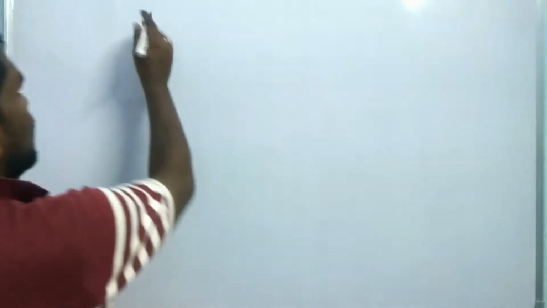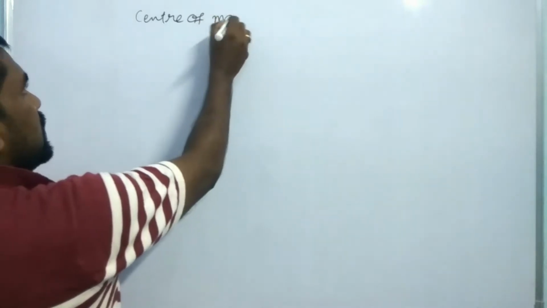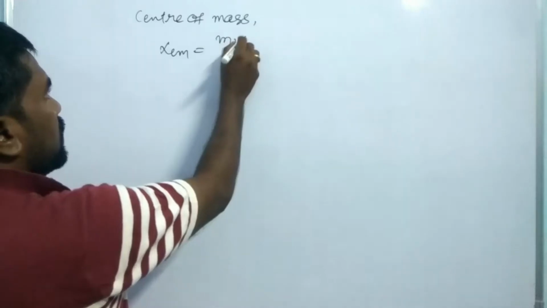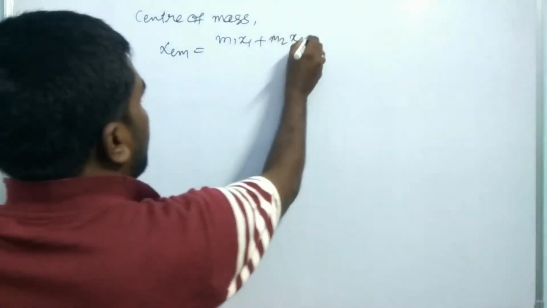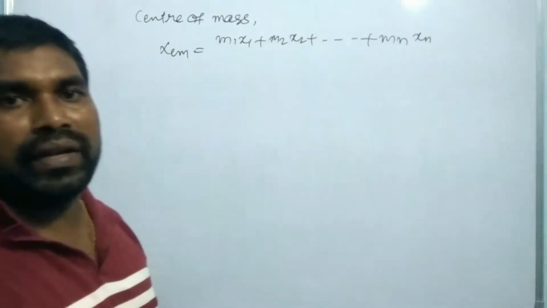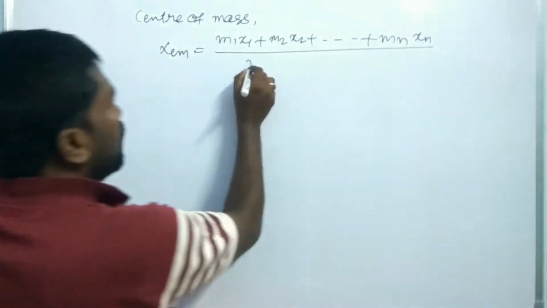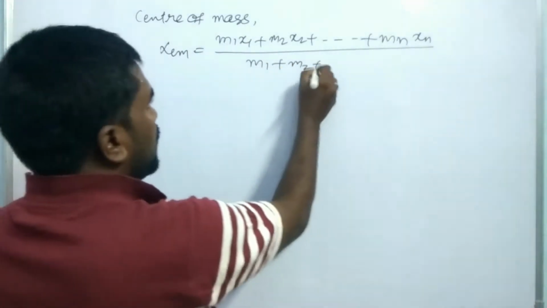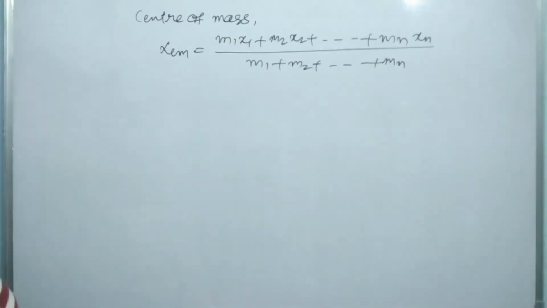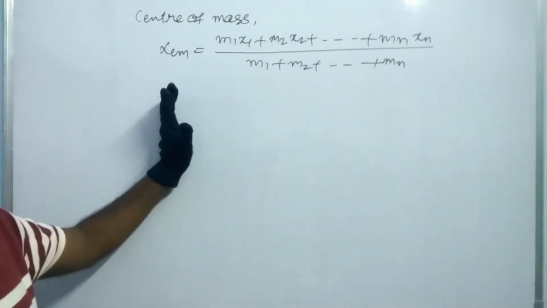The center of mass for two or more particles is xcm equals m1x1 plus m2x2 plus up to mnxn, where n is the number of particles located in the system, and the total mass is m1 plus m2 plus up to mn, right? So this is the center of mass of a system having n number of particles.